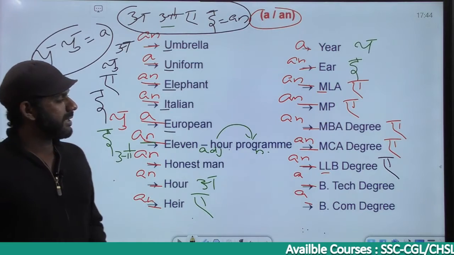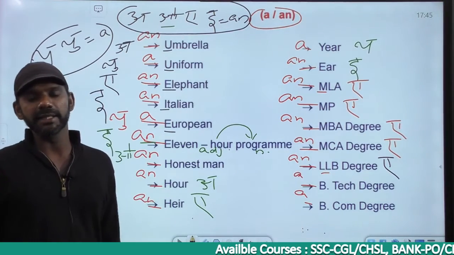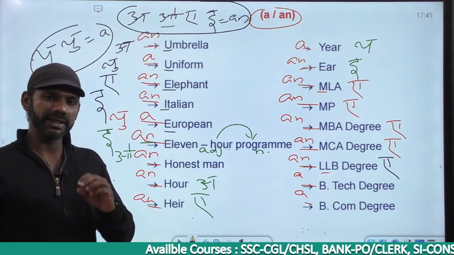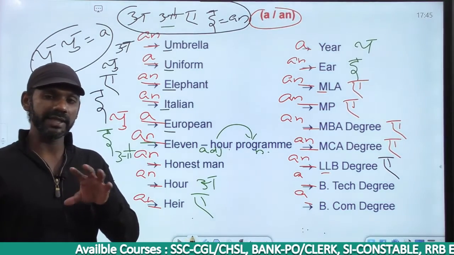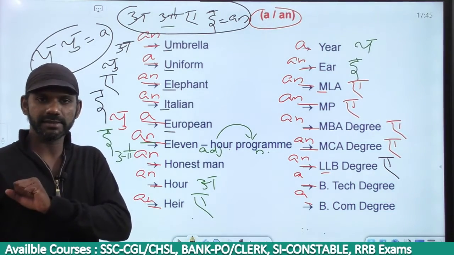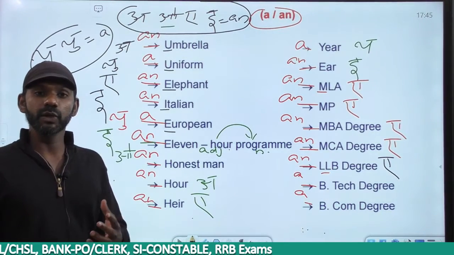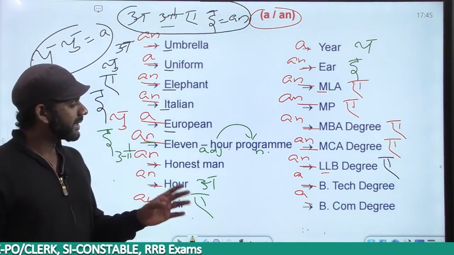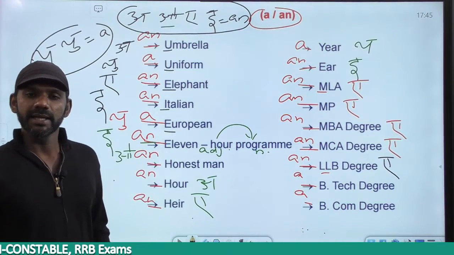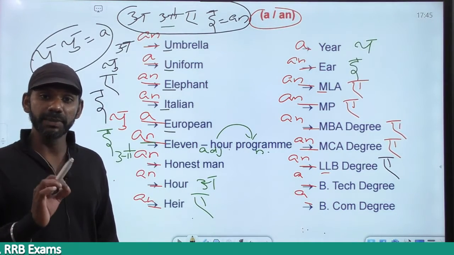Come to the next one. Dash BTech degree. If you find any difficulty with any word, if you find any difficulty with any sentence, you go for a parallel sentence. Similarly, if you find any difficulty with any word, you go for a parallel word. BTech, the first sound is B.